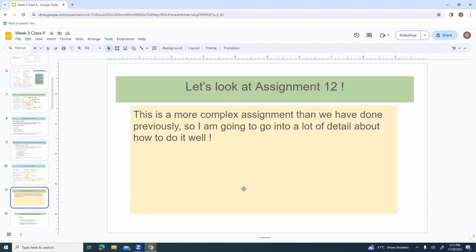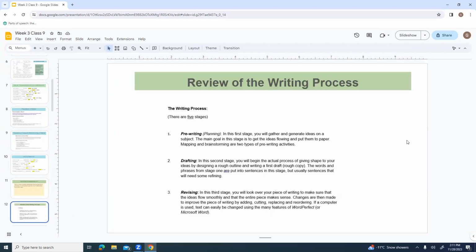Okay, so now we are switching over to our main work. This is assignment 12. This is a really complex assignment. There's a lot of different elements to it. So I'm going to be going into a lot of detail today about how to do it well, because it is really a tricky assignment. So first, before we go any further, I want to look at the writing process because it's pretty crucial to this one.